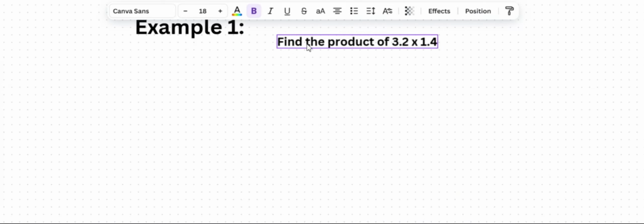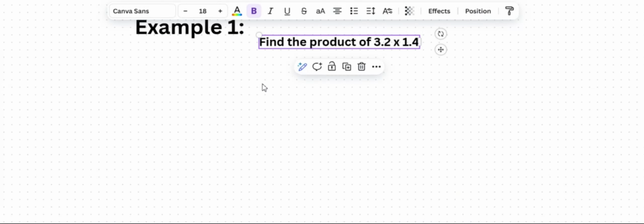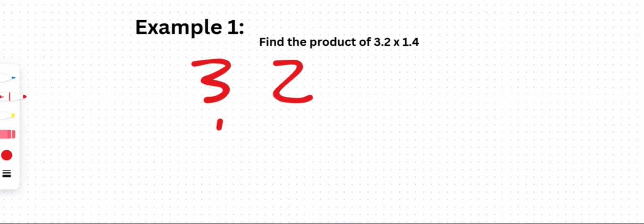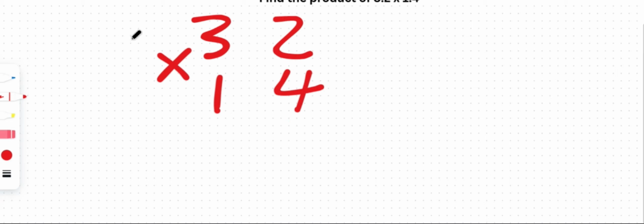Alright, here we have an exercise. We are to find the product of 3.2 multiplied by 1.4. Okay, the first rule says we should write the numbers as whole numbers, so I'm going to write it as 32 multiplied by 14. I write it as if there are no decimal points in it originally. Let's go ahead and carry out our multiplication.